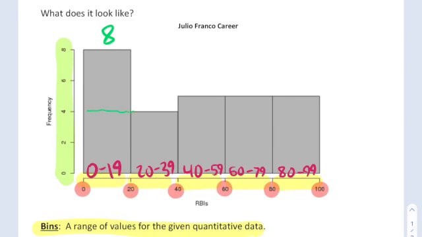This next bar has a height of 4, meaning there are 4 data values between 20 and 39, which in the context of this problem means he had 4 seasons with somewhere between 20 and 39 RBIs. Each of the remaining bars had 5. That means he had 5 seasons with somewhere between 40 and 59 RBIs, 5 somewhere between 60 and 79, and 5 somewhere between 80 and 99. Now we don't always write these things on our graph or list out our bins. A lot of that's happening in our head as we look at the graph and understand what's going on.